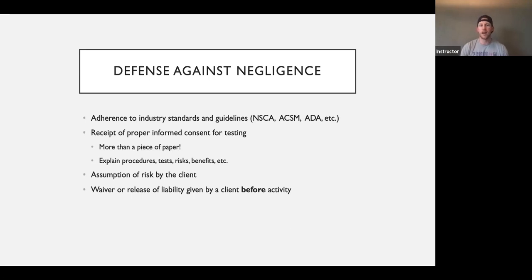The defense against it, adherence to, again, the industry standards, right? So if you're like, I followed all of the NSCA guidelines, right? And you can prove that because they'll have them posted or they're in your textbook. That helps defend you, right? Receipt of proper informed consent, right? So they have all their pieces of paper turned in. You don't just do it because they pay you on the side or anything like that. You get some type of information. Promises don't mean a whole lot unless they're on paper. Assumption of risk, again, the client understands the risk they're stepping into. And then you have waivers that are given before activity. It's not something bad happens and then you have them sign a waiver, right? Get all of that done on the front end, and then you have yourself covered in case something happens.